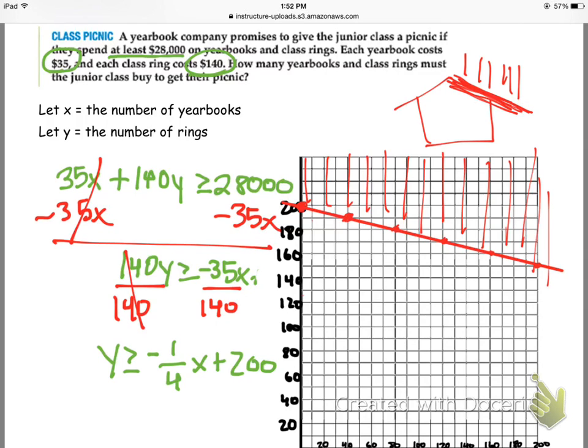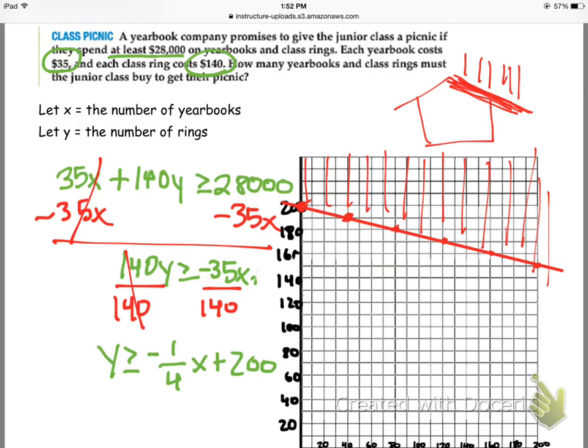Now, the question says, how many yearbooks and class rings must the junior class buy to get their picnic? I was thinking about this question because there's lots of possibilities. You could sell 0 yearbooks but 200 rings, and you could still make it, right? That point right here, 0, 200. This point right here is 40, 190. This means that you could sell 40 yearbooks and 190 class rings, and they would be able to have a picnic. Or if you go to the next point here, you could sell 80 yearbooks and 180 rings, then yeah, you could have the picnic.